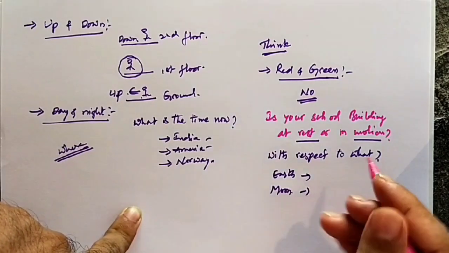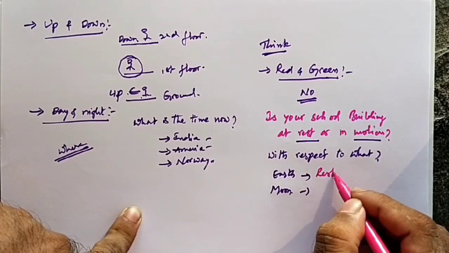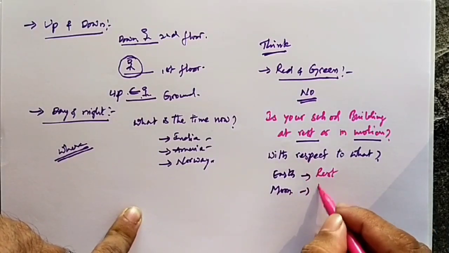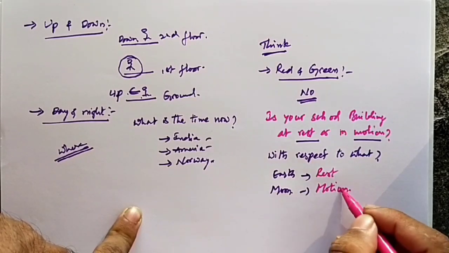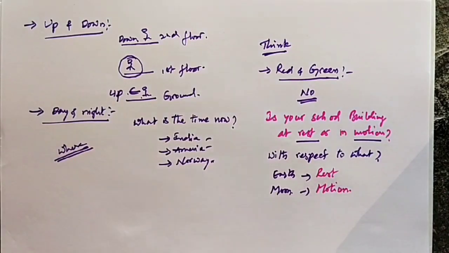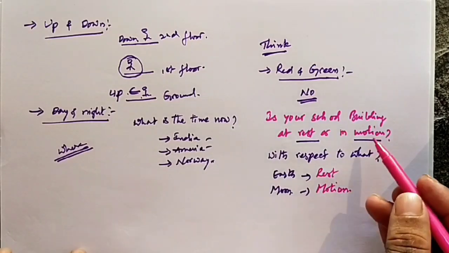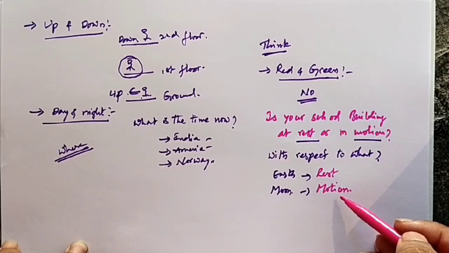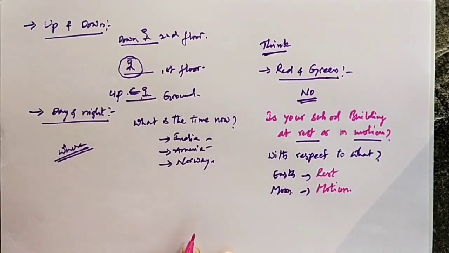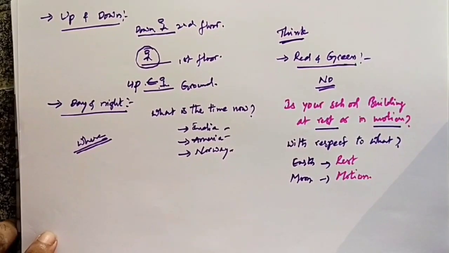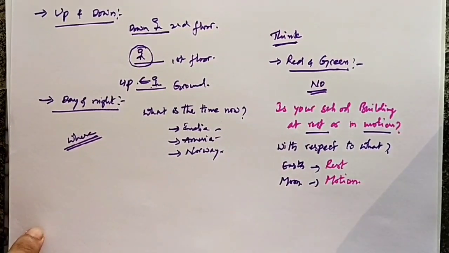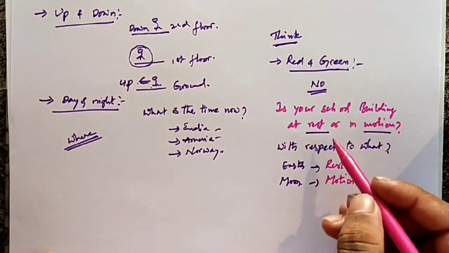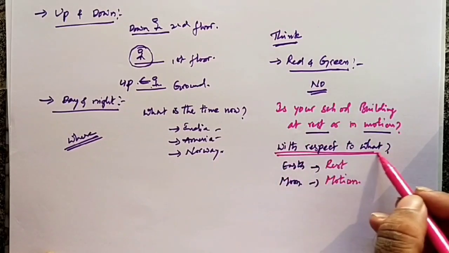If I ask with respect to earth, your school building is at rest. If I ask with respect to moon, your school building will be in motion. See that, the same object is changing its state. With respect to one, it is at rest. With respect to the other, it is in motion. So we can say that rest and motion are relative terms. Listen carefully while answering the question. Whenever questions are asked this way, you should know: with respect to what?